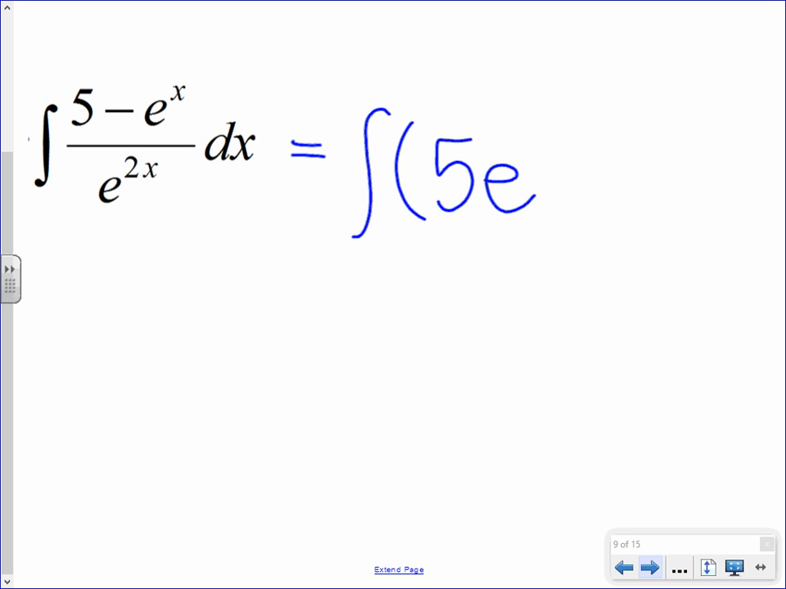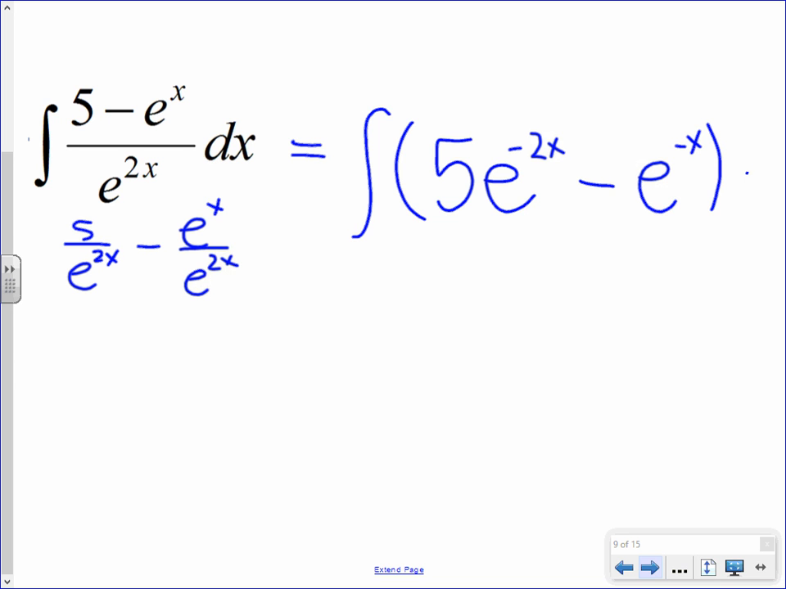5 times e to the negative 2x. We can do that up. Minus, if we have e to the x and we're dividing by e to the positive 2x, what do we do when we have the same base but we're dividing? We subtract. So if we're subtracting exponents, what is x minus 2x? Negative x. So this is how we can rewrite our integral.